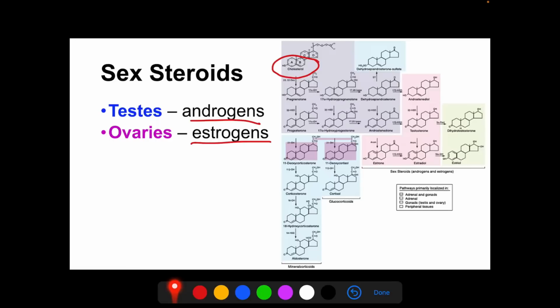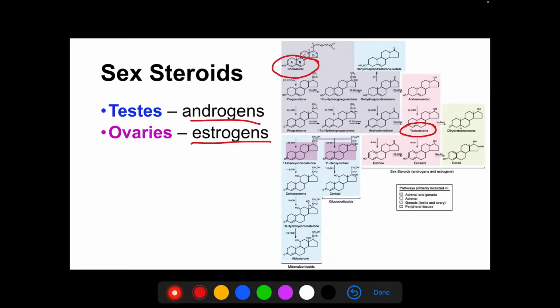They are synthesized again by the adrenal glands, but it's the testis that metabolizes these steroids primarily to what hormone? Primarily to testosterone. So once synthesized by the adrenal gland, it's the testis that will metabolize these steroids to testosterone. So that's for the androgens.